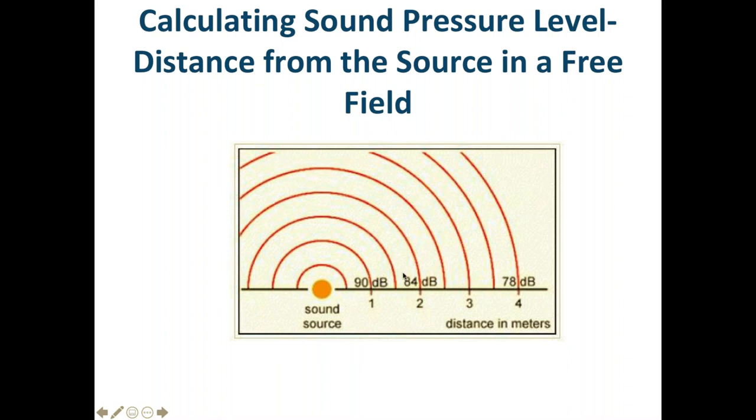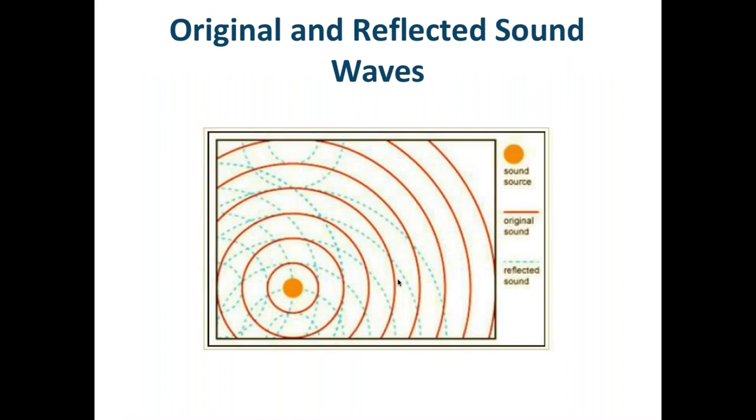Well, that's interesting. Every time I double the distance, how many decibels did I go down? 6. So what does that tell you about this decibel scale? It tells you that the sound pressure level is halved, or quartered rather, every time we double the distance from the sound source. Okay, so that's interesting. It's going to be valuable to us in a little while.